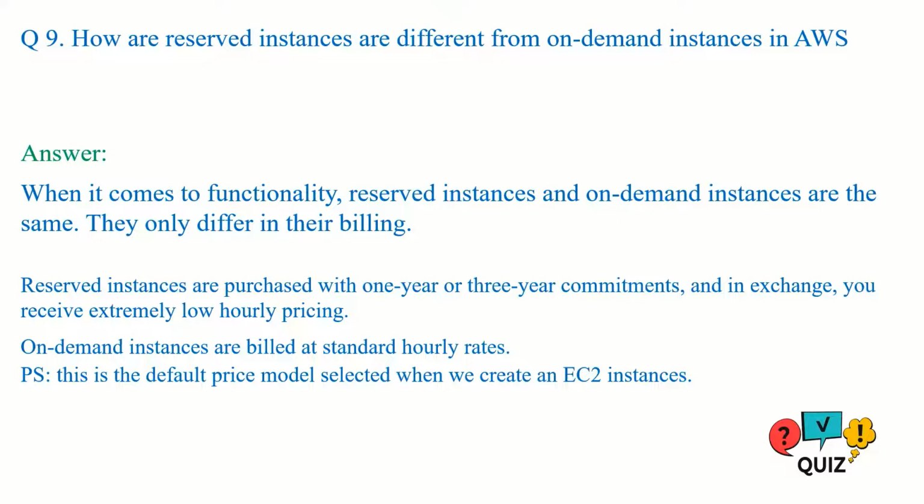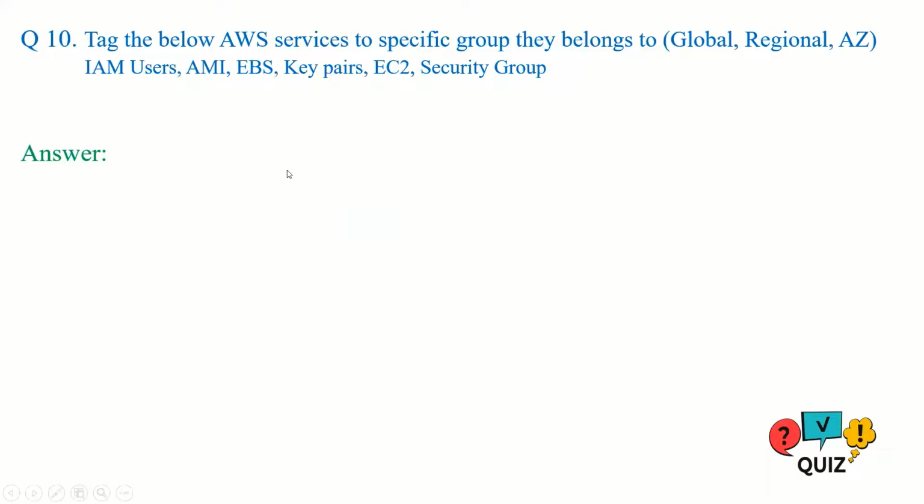So please note, once again, this is the default pricing model selected when we create an EC2 instance. So when you want to change from on-demand to dedicated or reserved instances, we'll have to explicitly select that feature or option. All right, we have one more question to go, the last one.